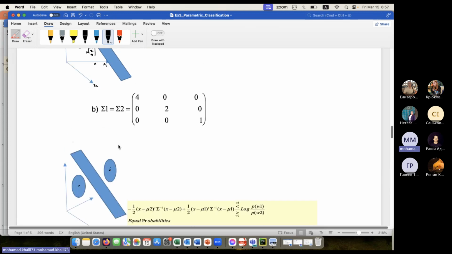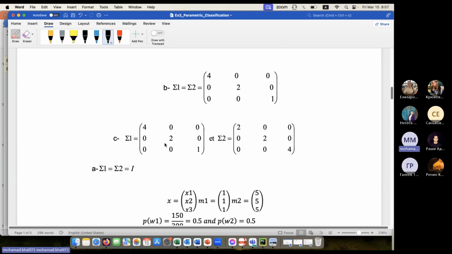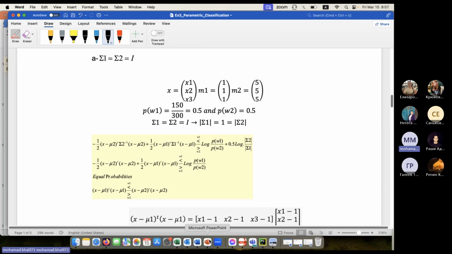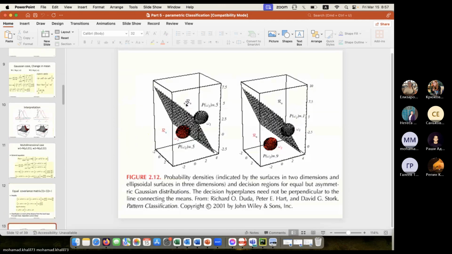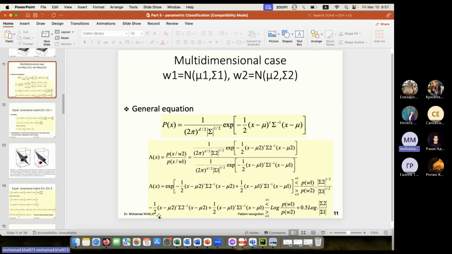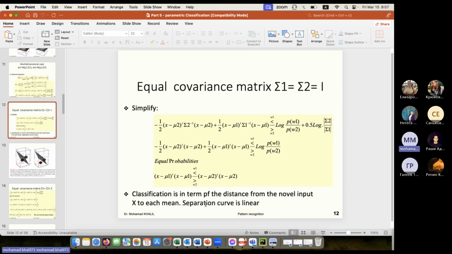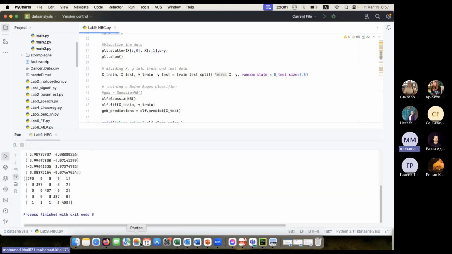Now, look. We will take the general case, the part C. If you have the general case, sigma 1 and sigma 2 two different, we have to start from the beginning. Not here. We have to start really from the beginning, from this general equation. When we have different covariances, as I said, you have to start from the beginning. If you start from the beginning, what do you have?